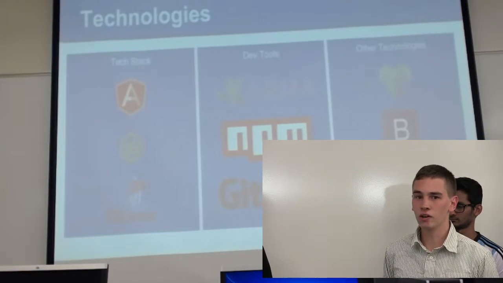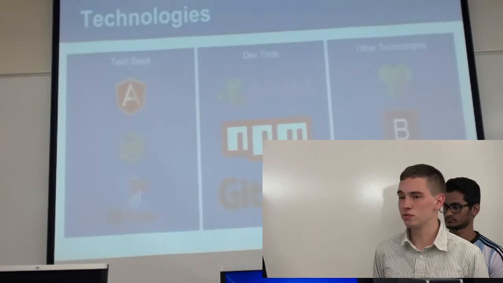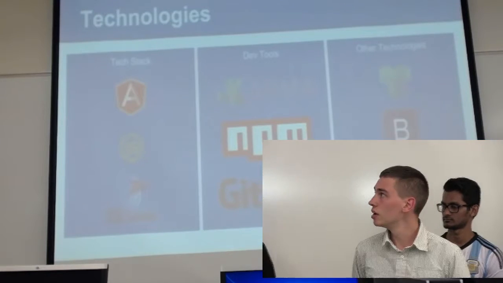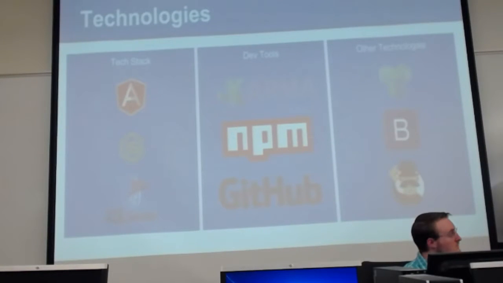In addition, we have Karma, which we used for automating tests. And then the other technologies that we used are Apiary, so that we can keep track of the API and define that so that teams in the future can easily develop for this. Bootstrap, and then we used Yeoman for scaffolding our project.